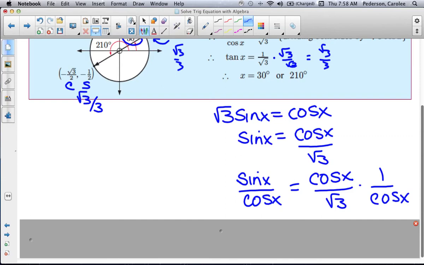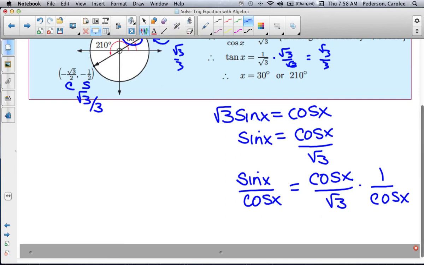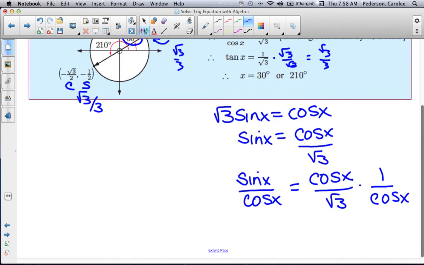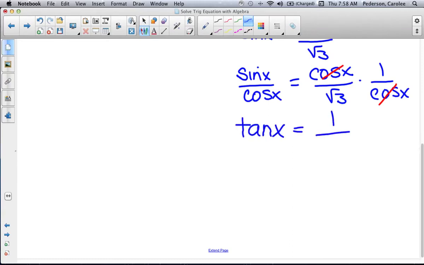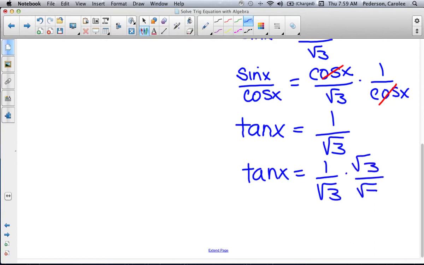Dividing by the cosine of x is the same thing as multiplying by 1 over the cosine of x. So what happens is on the right side, the cosine of x's will cancel out. Then we're left with sine of x over cosine of x, which is the tangent of x. And then we have 1 over the square root of 3. And like I said earlier, we like you to rationalize those. So square root of 3 times the square root of 3, multiply across to get square root of 3 over 3.